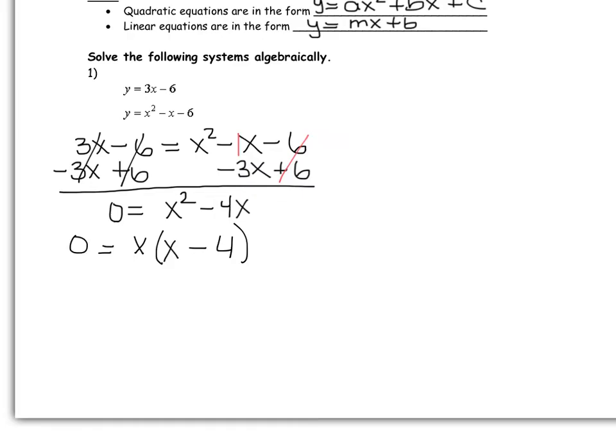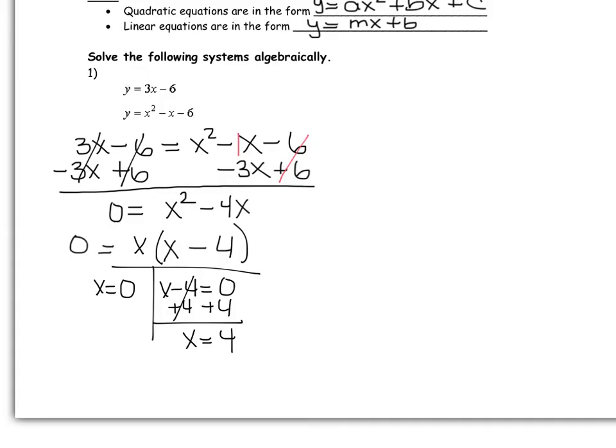So now that we factored, every time that there's a break in the parenthesis, we're going to do a t-chart. And we're going to set each of these pieces, this piece and this piece, equal to 0. So this is x equals 0. This is x minus 4 equals 0. Add 4. x equals 4. So what you just solved for are the x values of the point of intersection.